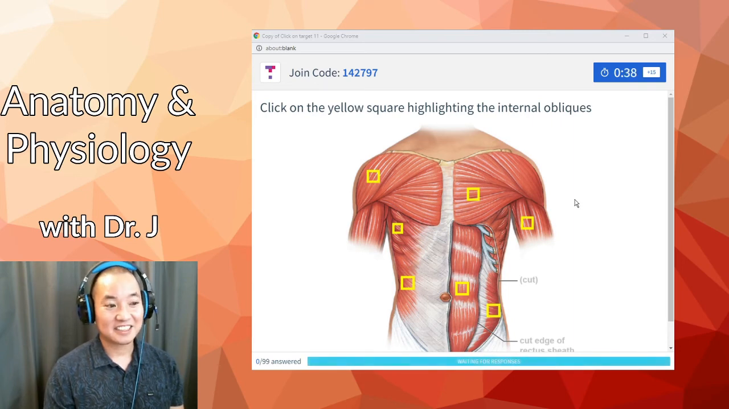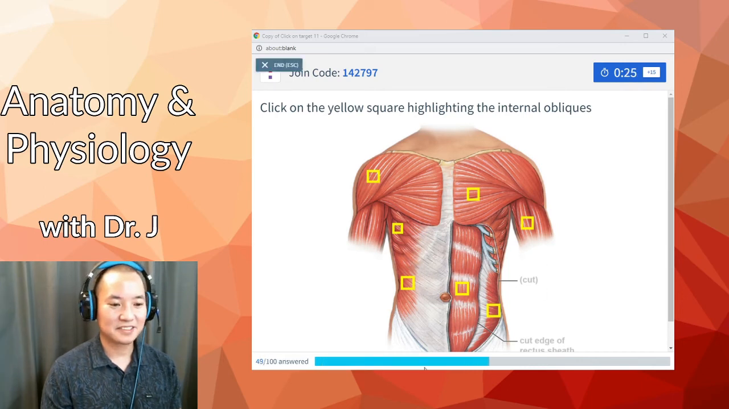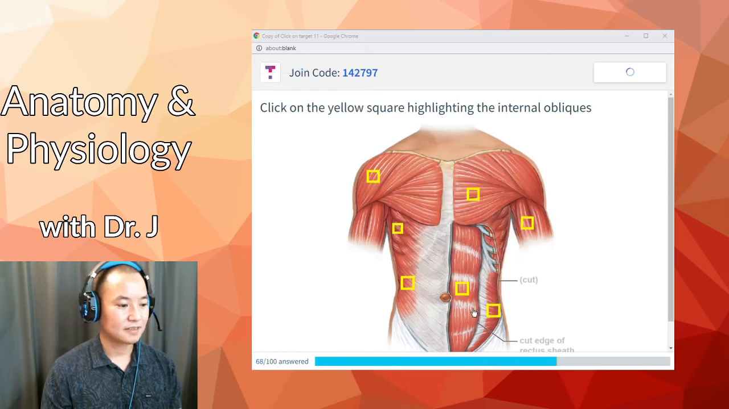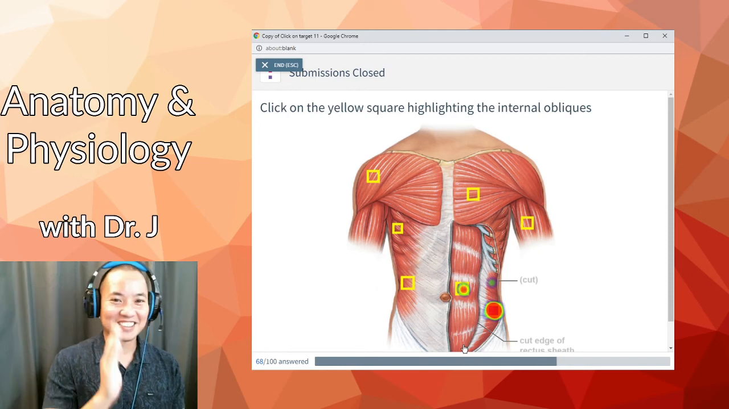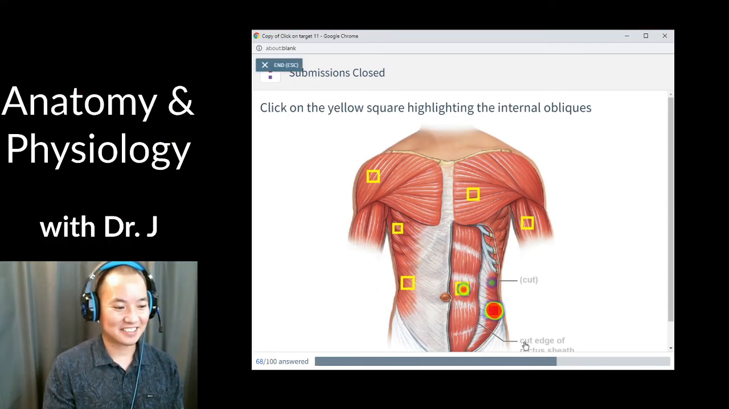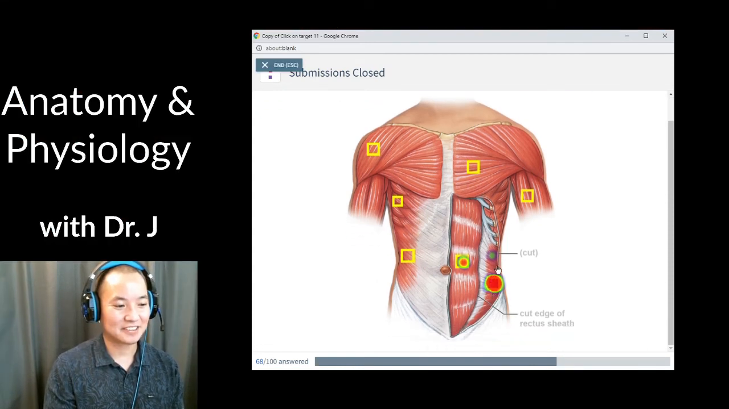Now highlight the internal obliques. That's a little review on oblique muscles and internal versus external. All right, let's see how everyone did. Again, remember, click inside the square. And these aren't obliques, these are going straight up and down, so these are not oblique. What we have here are also at an angle, you can see, but these are internal. So most of you did get it correct.